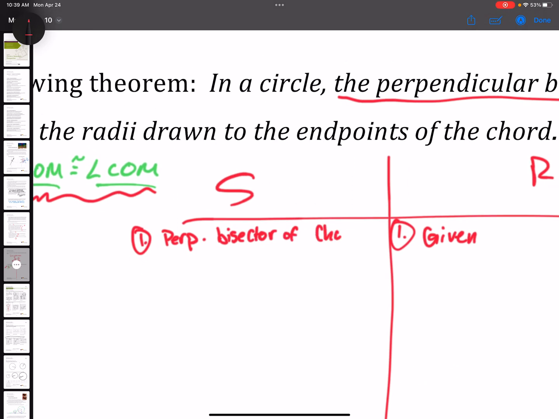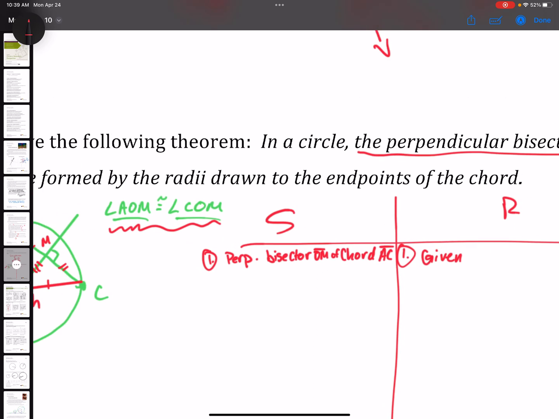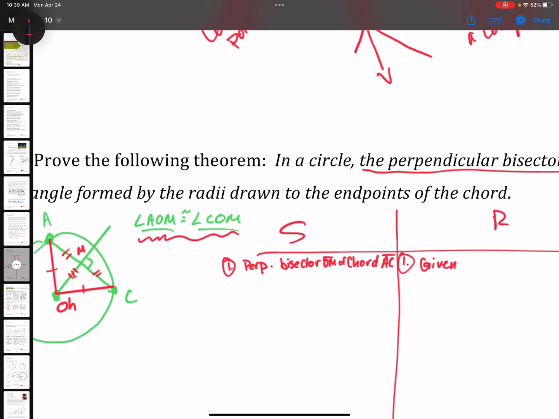Of chord AC. Oh, perpendicular bisector OM, my bad. Of chord AC. What else do we have that's given? That O's the center of the circle that AC's a part of. Of circle O.